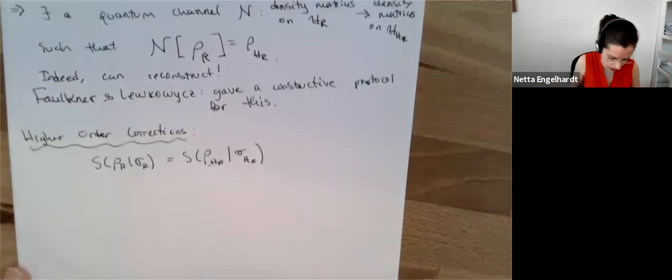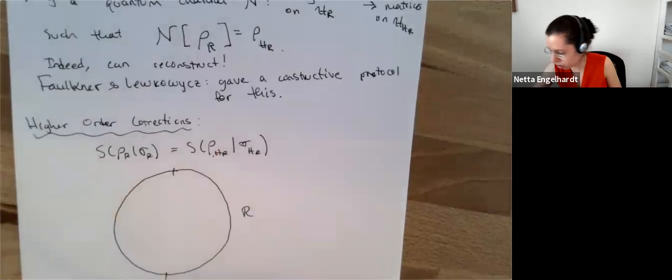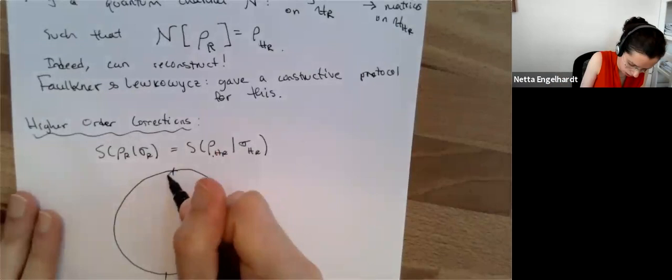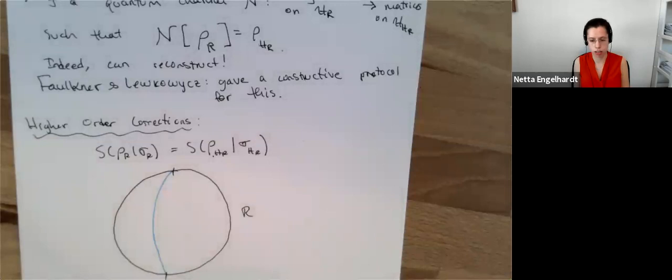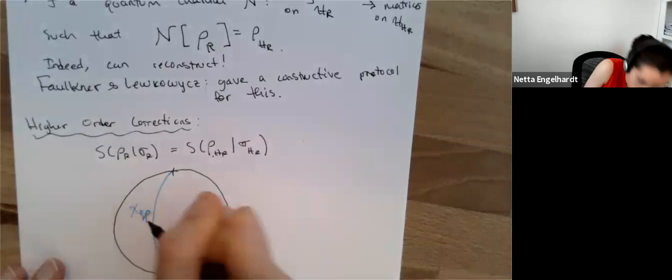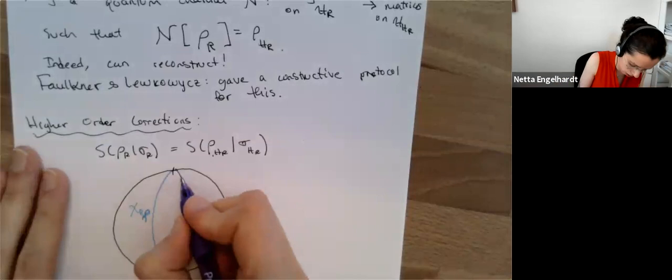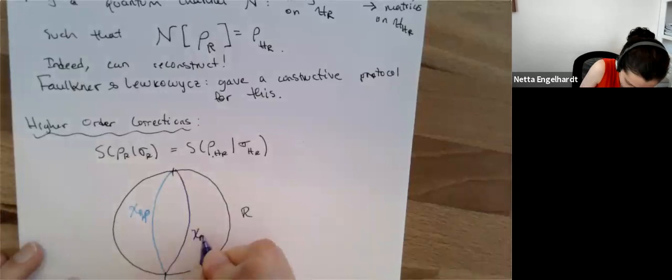So we have some R, it doesn't have to be half the boundary, it's just easier to draw this way. Let me use different colors to make it easier to see. Suppose that this here, the blue, is the quantum extremal surface when the bulk quantum fields are in the state rho bulk. We're going to call this chi_R comma rho. Hopefully you can read this. Now suppose that the quantum extremal surface in the sigma state is different. Maybe this is the quantum extremal surface in the sigma state, which is going to be chi_R sigma.